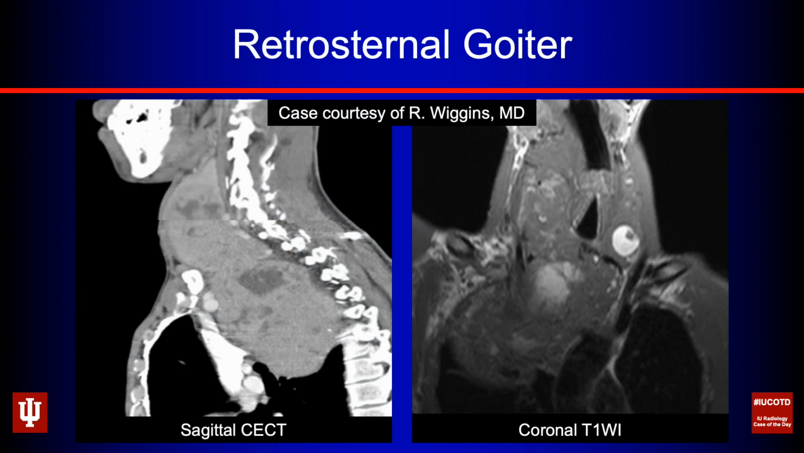So in this nice case lent to me by Rick Wiggins, you can see this ginormous goiter extending down into the mediastinum. It's important to let the surgeons know about this ahead of time, because when they go to take this out or debulk it, this goes from being an otolaryngology case to a combined otolaryngology and cardiothoracic case because of the mediastinal extent that needs to be dealt with.